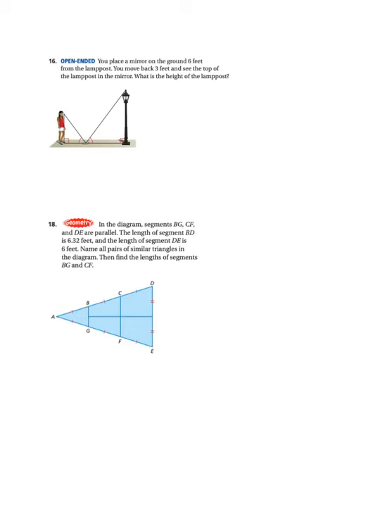All right, this next problem has this mirror on the ground, and we can see that the mirror is right here in our picture, and it's 6 feet from the lamp post. So I'm going to put a 6 right here. Then you move back 3 more feet, right here, and we can see the top of the lamp post in the mirror. So you can see that the lamp post is reflecting onto the mirror and going right up into the girl's eyes. So what we want to figure out is what's the height of the lamp post.